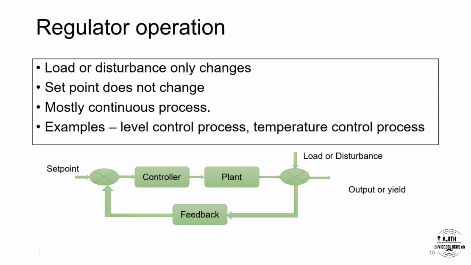When coming to regulator operation, the load or disturbance variable is changed in order to maintain the output of the process. It can also be said that the tendency of the process to follow the load variable is called regulator operation. A good example of a regulator process would be a thermal process, for instance, an iron box.